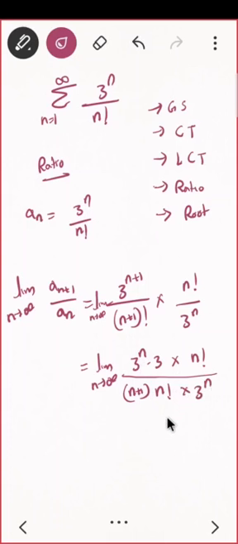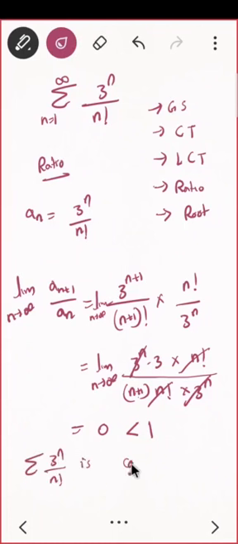What do you see? What is the final answer? What is the limit? 0. Agreed? This is 3 upon n plus 1, that is 0, and which is less than 1. So what is my final conclusion by ratio test? So L is less than 1, that means summation of 3 raised to n upon n factorial is convergent. See, this is so easy.